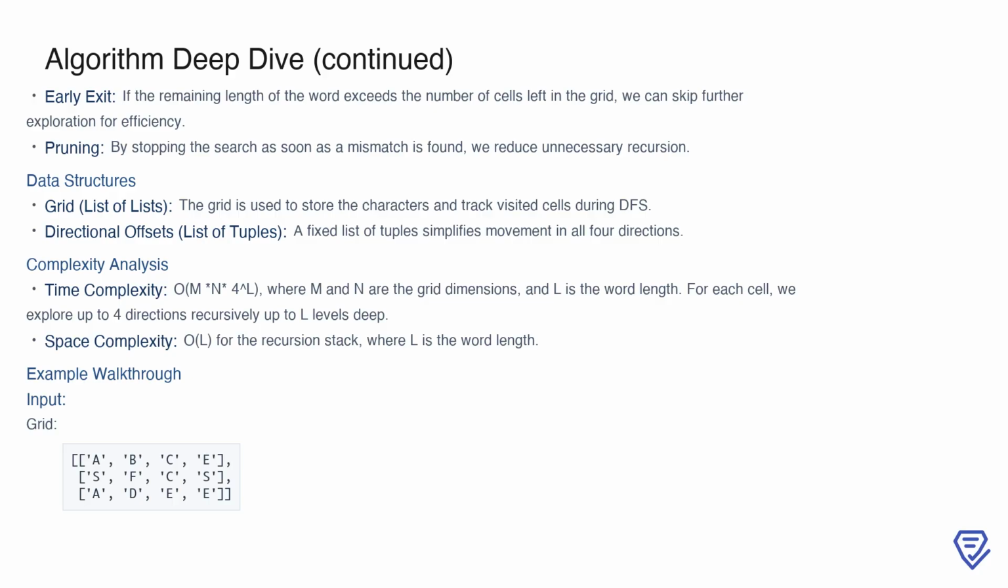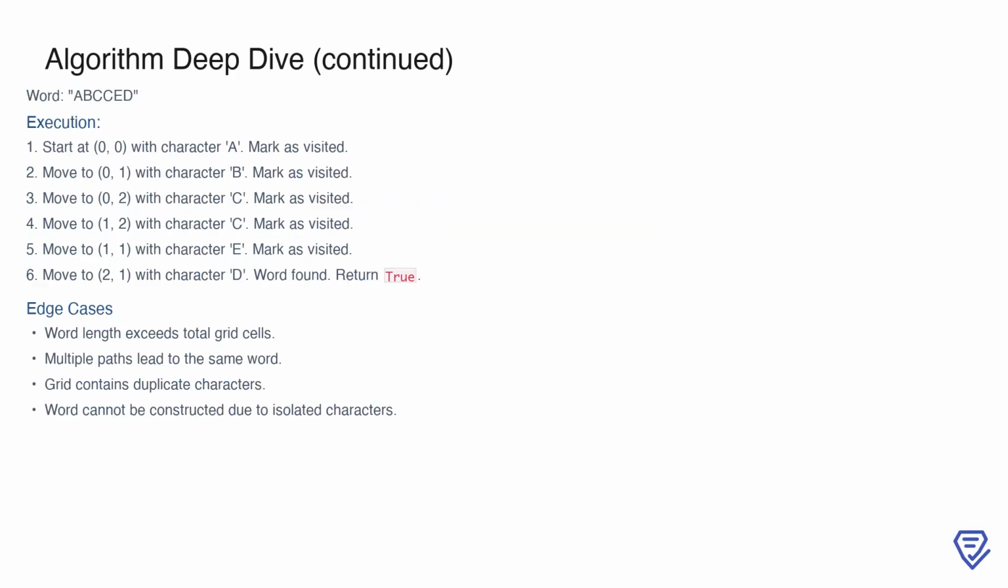the word length. To illustrate, consider the example grid shown, where we have a 3x4 grid of characters. The target word is apt, and we'll demonstrate how the algorithm finds this word in the grid. Starting at cell 0,0, which contains the character A, we mark it as visited and move to the next character in the word. From here, we go to 0,1, which contains B, and mark it as visited.